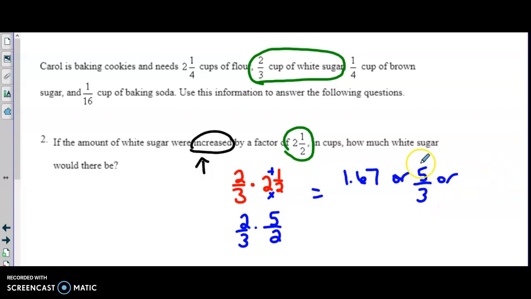Now, when we convert it to a proper fraction, remember we're asking ourselves, how many times does 3 go into 5? 3 goes into 5 one time. There are 2 left over. So I get 1 2/3. If I take this original amount of flour and I increase it by a factor, which means I'm multiplying by 2 1/2, I end up with 1 2/3 cup.